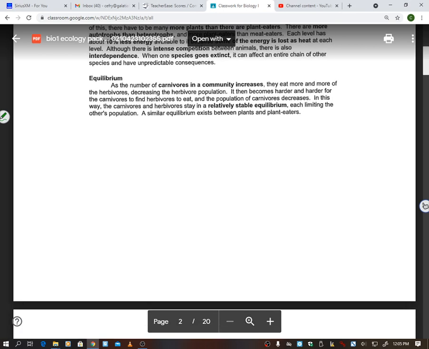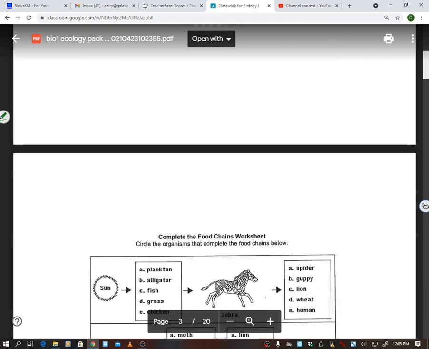Equilibrium, as the number of carnivores in a community increases, they eat more and more of the herbivores. So that decreases the herbivore population. It then becomes harder and harder for the carnivores to find food, right? It's like they ate all their food and now they run out. So what happens then is your carnivores begin to die off because there's not enough food. And when they begin to die off, then your herbivores kind of make a comeback. And it kind of does this up and down, which we will see in a worksheet later this week.